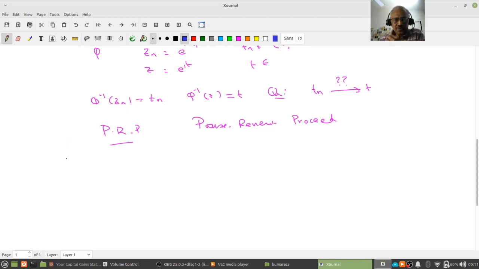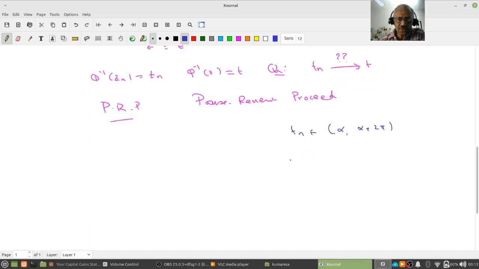Now the proof is very interesting. Notice that I want to show Tn not only converges, but that the Tn's, which are in the interval alpha to alpha plus 2 pi, converge to t. So what do you think should be the best way? You can say that I want to estimate the modulus of Tn minus t, but that will be difficult. So the trick is beautiful. It's a very nice exercise after the Bolzano-Weierstrass theorem.